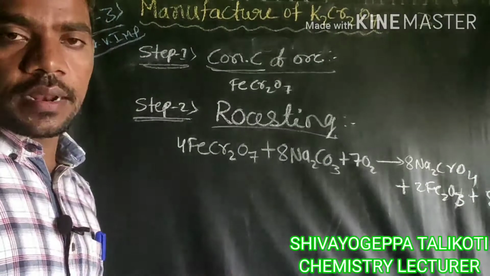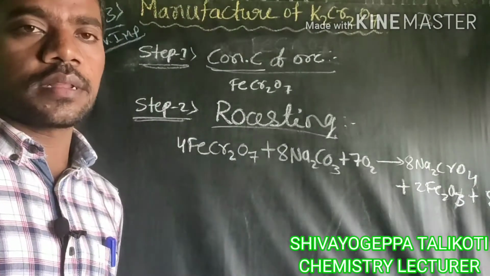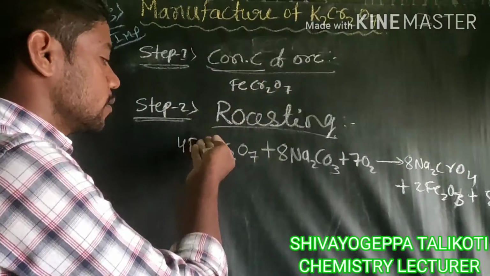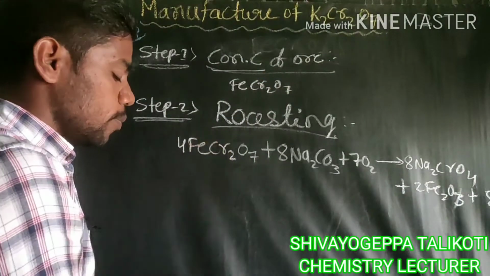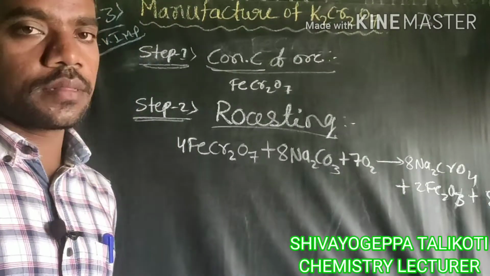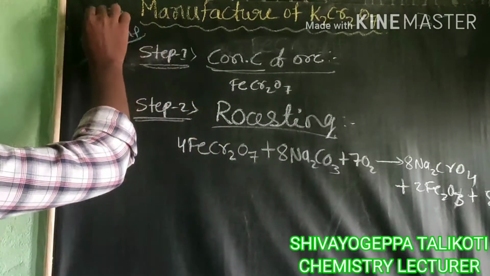If you write the reactions like this, you get 1 mark. There are 3 important steps. Concentration of ore is not important. Steps 2, 3 and 4 are very important. Each step carries 1 mark. It is a 3 marks question, the 23rd question.